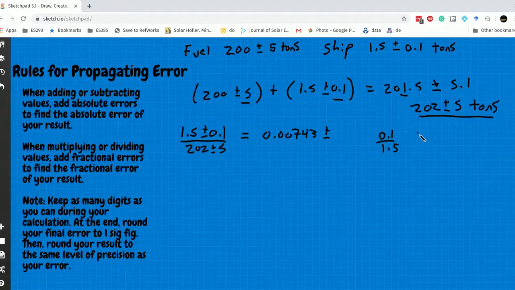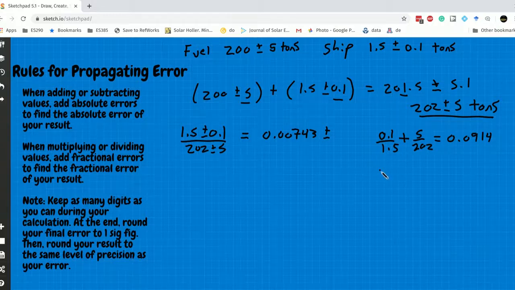Similarly, we can find the fractional error of the fully fueled spacecraft by taking the absolute error, which is equal to 5, and dividing that by the weight of the fully fueled ship, which is 202. If we add our two fractional errors together, we will get the fractional error of our final result. So 0.1 divided by 1.5 plus 5 divided by 202, punch all this into a calculator, and what I get is 0.0914.